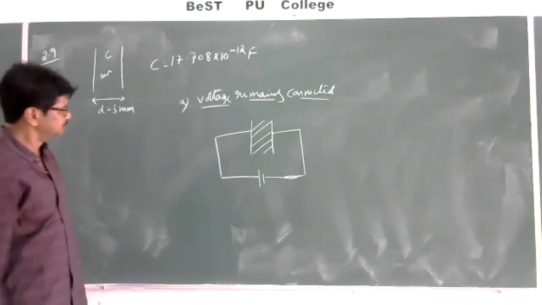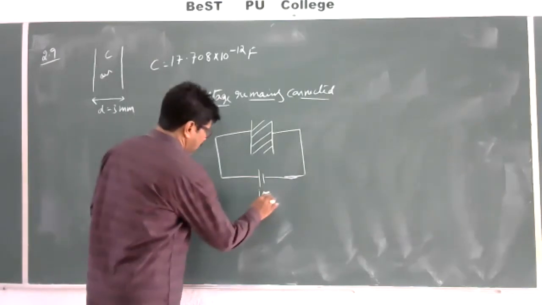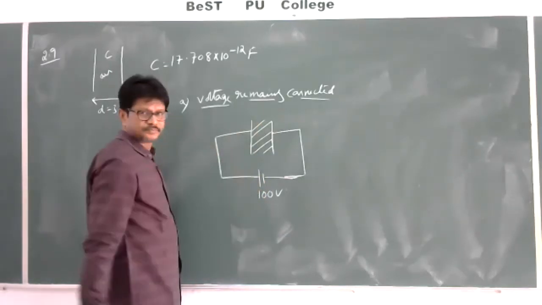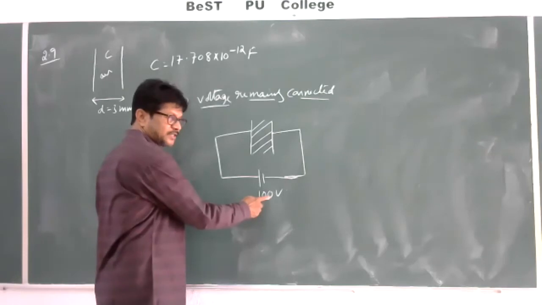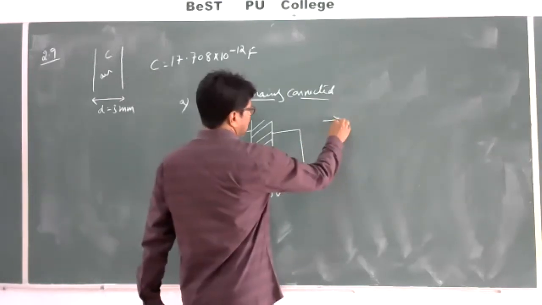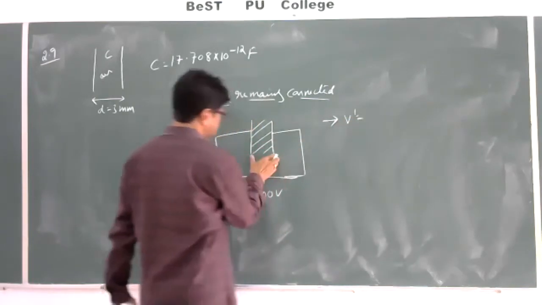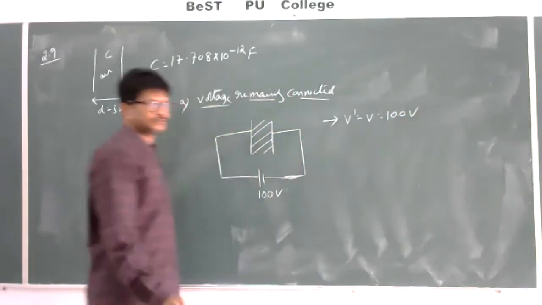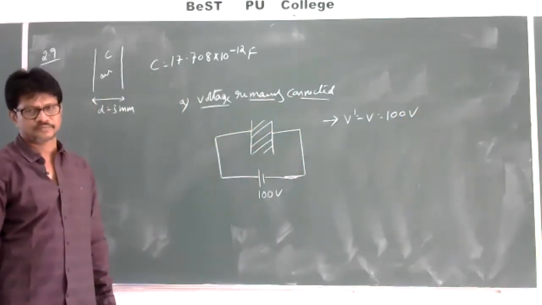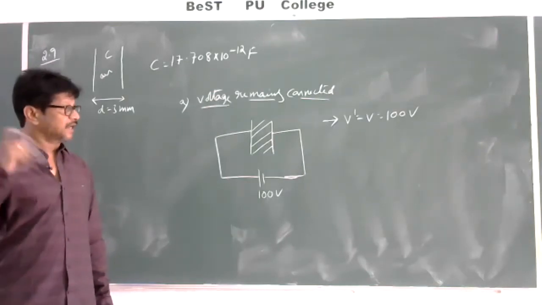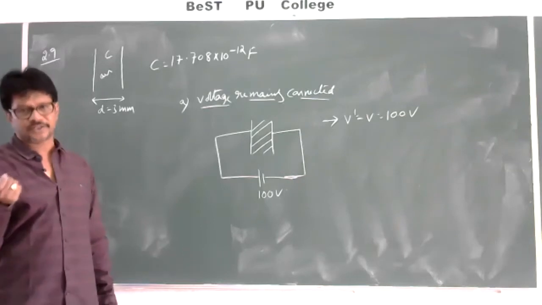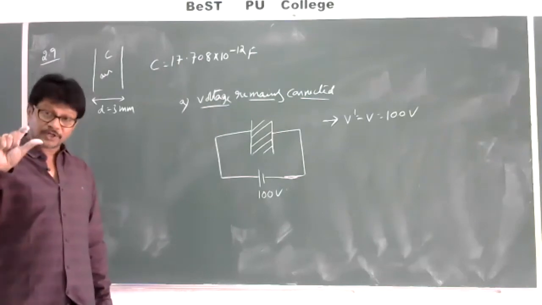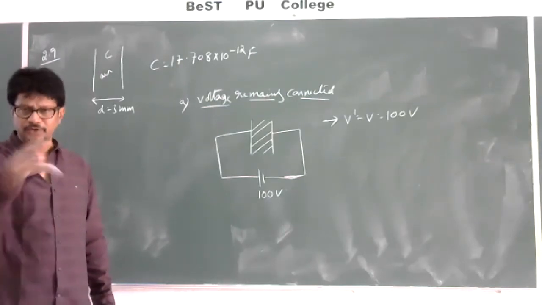Whenever the battery is still in connection, the potential difference remains constant. Now in this case, the new potential difference between the two plates will not change. If the battery is disconnected, which parameter is constant? The charge is constant. If the battery is still in connection, which parameter is constant? The potential difference between the two plates is constant. That's what we discussed in the previous class.